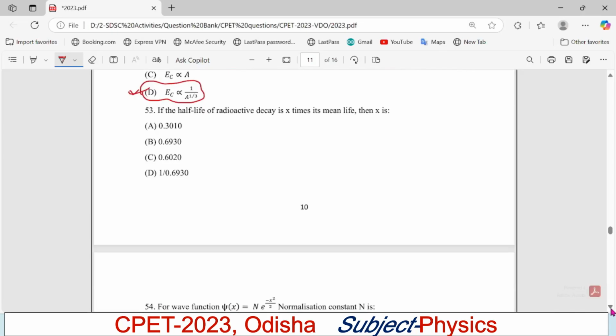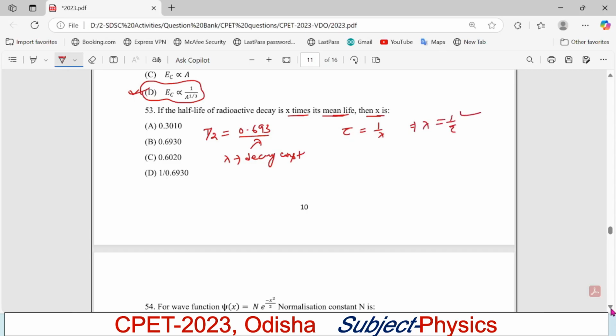Question number 53, half-life of radioactive decay is x times its mean life, then what is x? Half-life T half, we know, is 0.693 by lambda. Here lambda is nothing but your decay constant, that we know, right? And the average lifetime tau is nothing but 1 by lambda. Or we can write lambda is equal to 1 by tau.